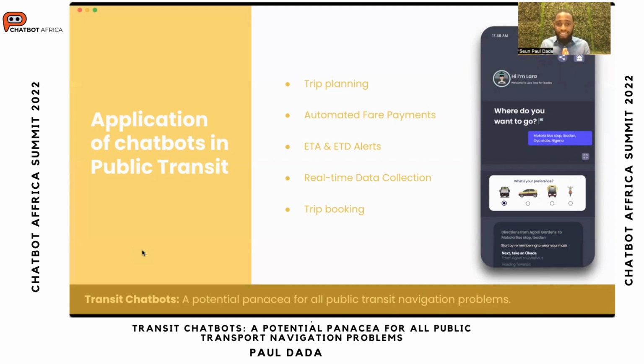The next thing is ETA and ETA alert. What does this mean? Expected time of arrival and expected time of departure. It gives us the information that this metro bus is going to get to this place in 5 minutes time. That is ETA. It also means that this bus is at this park right now and it will be leaving in the next 5 minutes. This also aids our decision-making process.